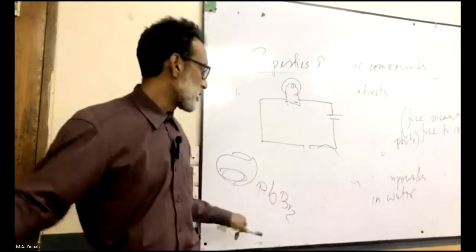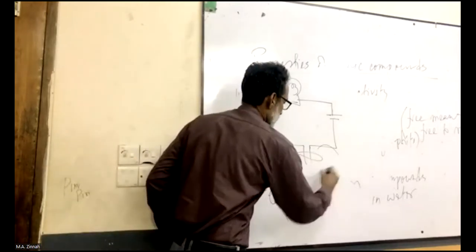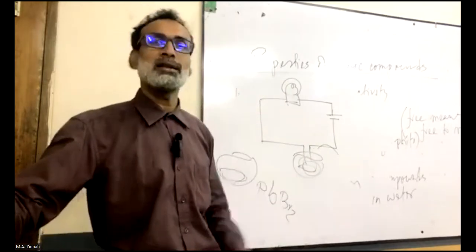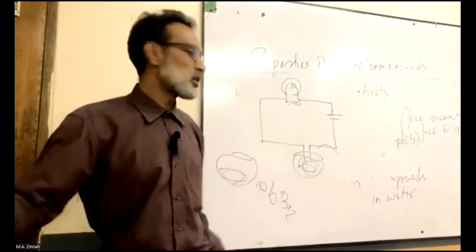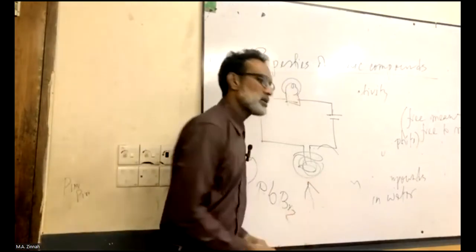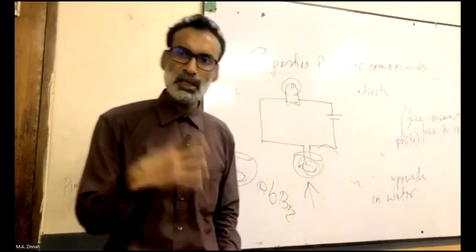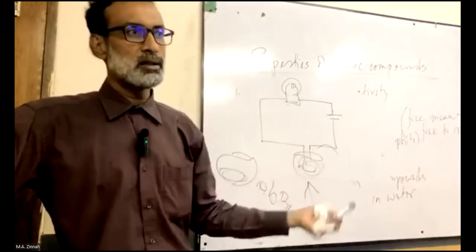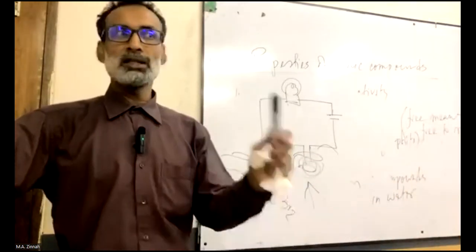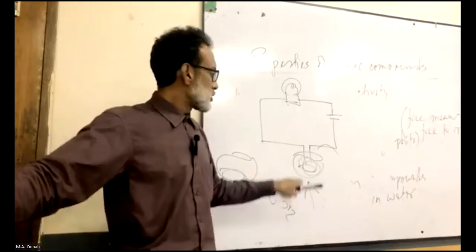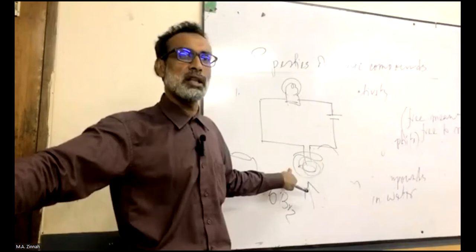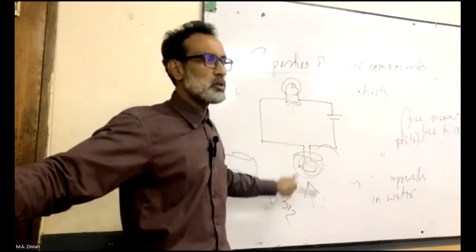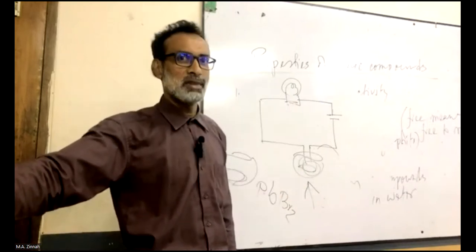Everybody clear? Solid. And if you try to connect the circuit with solid lead bromide, will the bulb light? No, because it is solid. So now you heat to melt. Not only heating, it must be mentioned: if you want to melt this, you say heat to melt. Melting is important, not heating alone. So if you heat to melt, whenever it turns liquid, the bulb will light. Everybody clear? So these are the evidence.